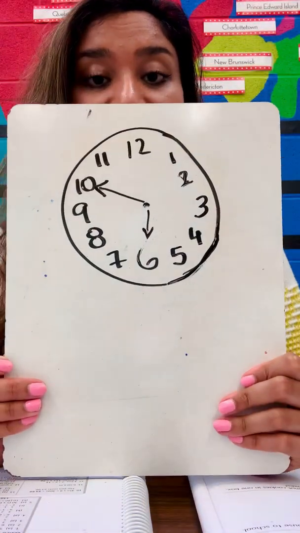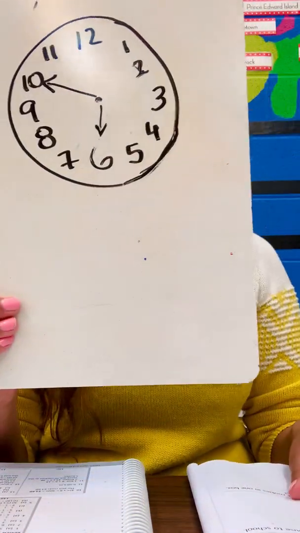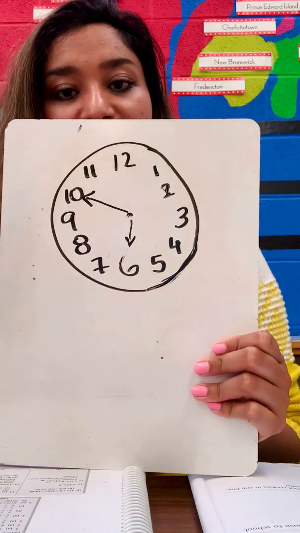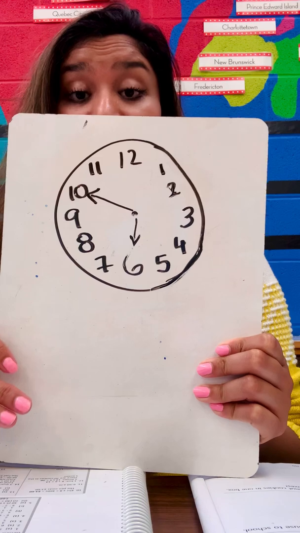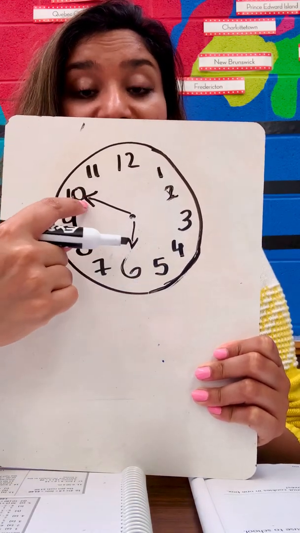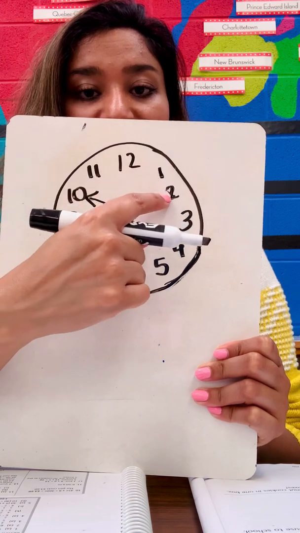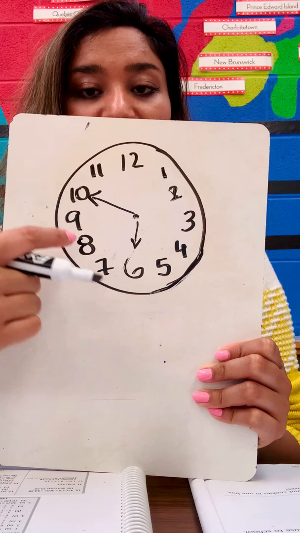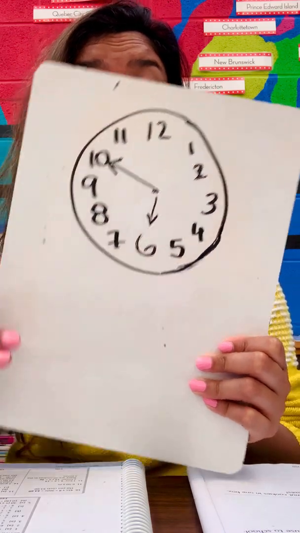Now let's see what time he left, because that's what they need to know. When did he leave? So my hour hand is at 6 and my minute hand is at 10. Tell me what time is my clock showing? So it's 6 hours and how many minutes? 5, 10, 15, 20, 25, 30, 35, 40, 45, 50, 55. So that means he left his house at 6:55 a.m.